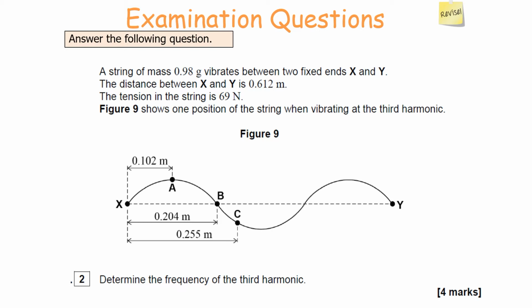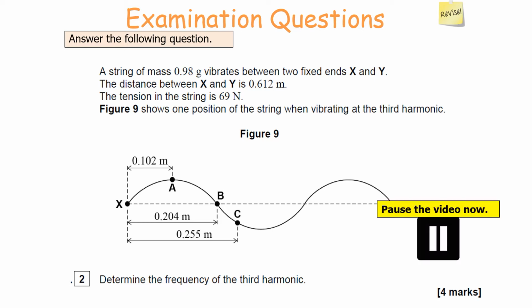A string of mass 0.98 grams vibrates between two fixed ends, x and y. The distance between x and y is 0.612 meters. The tension in the string is 69 newtons. Figure 1 here shows one position of the string when vibrating at the third harmonic. So use this to determine the frequency of the third harmonic. So pause the video now, then unpause the video when you want to go through your answer.